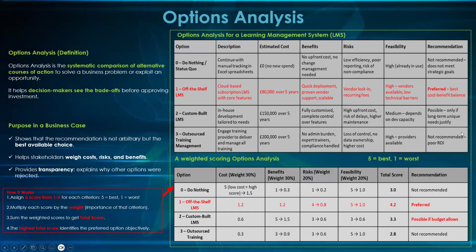So let's look at building it ourselves. We have to employ you and your team to build it. How much will it cost us? 150,000 pounds over 5 years. The cost for doing our own is high.